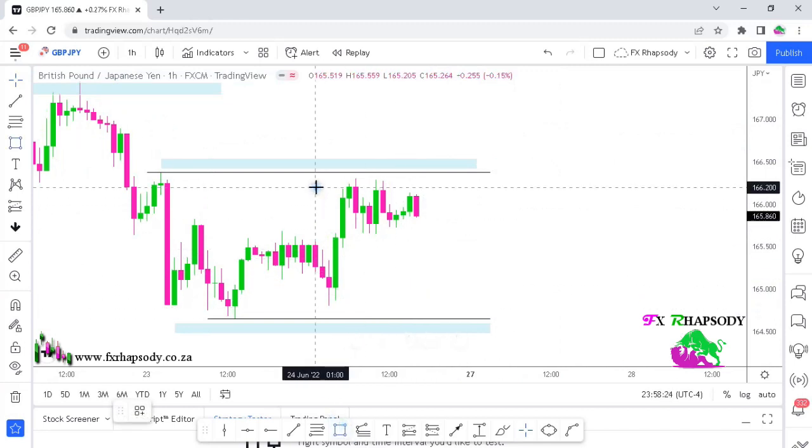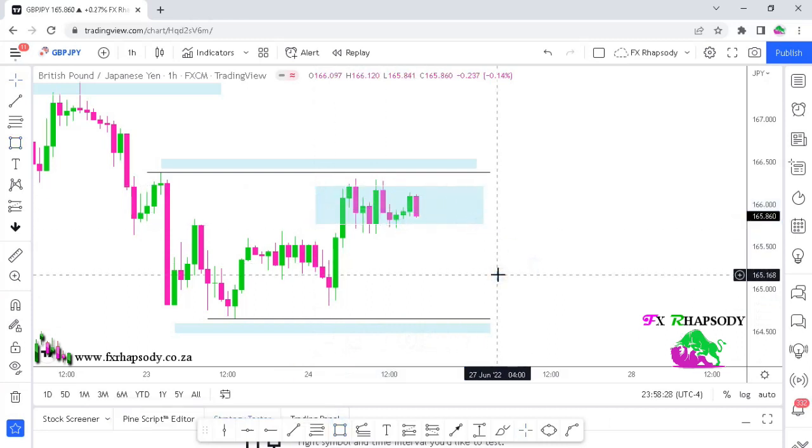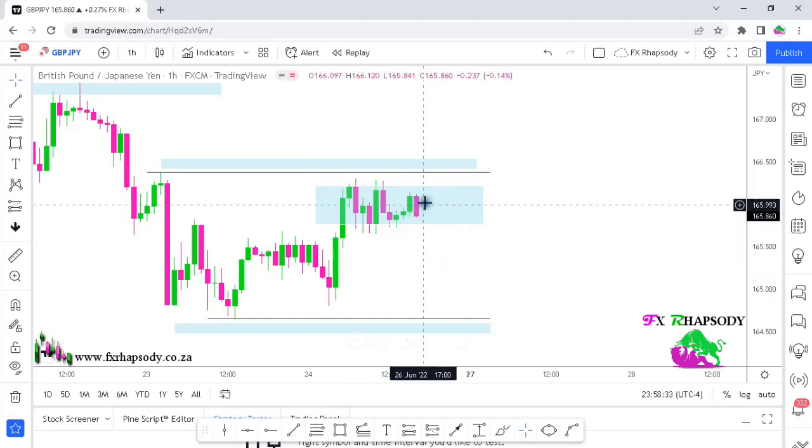So we're looking at this consolidation. Okay, we are going to have to look and see where this breaks out. Will it continue downwards or will it continue upwards in the market?